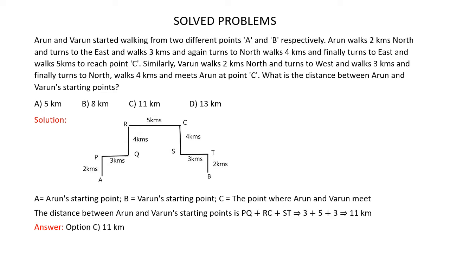Now as you can see from the diagram, AB is equal to PQ plus QS. Here QS is the same as RC plus ST. So AB is equal to PQ plus RC plus ST, which is nothing but 3 plus 5 plus 3, which is 11 kilometers. So the distance between Arun and Varun's starting point is 11 kilometers. The correct answer is option C, 11 kilometers.